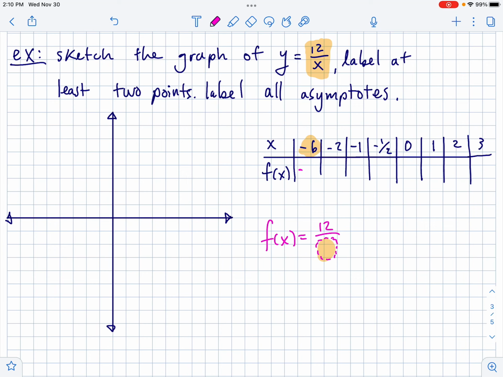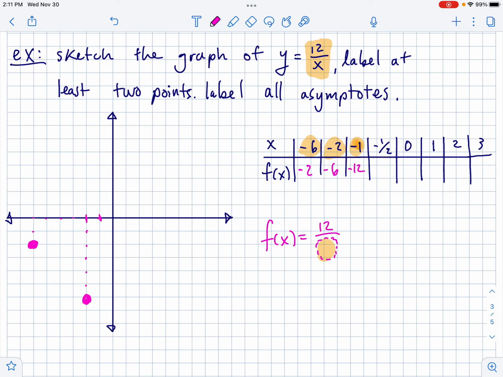If you put a negative 6 in here, 12 divided by negative 6 is negative 2. So that means if I go out 1, 2, 3, 4, 5, 6, this point, (-6, -2), is on the graph. Then if I put a negative 2 in there, 12 divided by negative 2 is negative 6. So if I go over to negative 2, then down 1, 2, 3, 4, 5, 6.